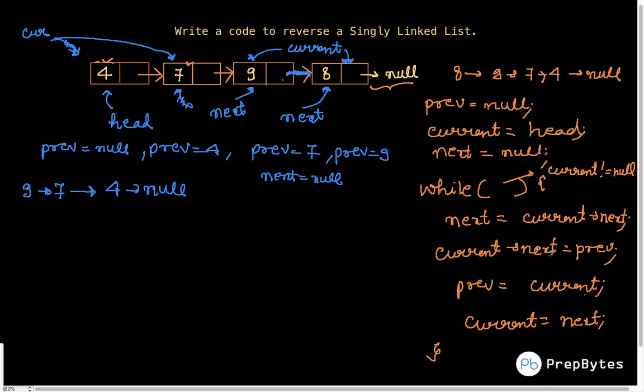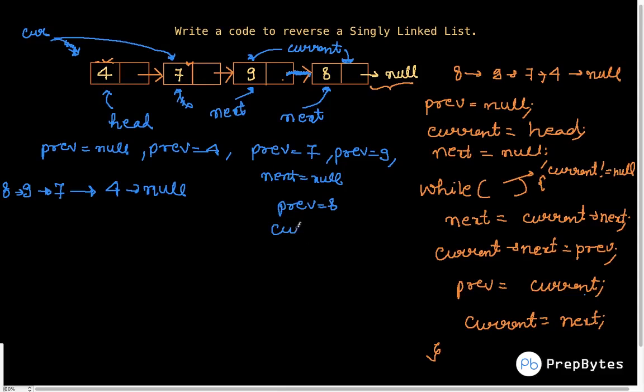We have current next equal to prev. So 8 next equal to 9. This is what happens. 8 next is equal to 9. Prev is equal to current. So now our prev becomes 8. Prev becomes 8, current equal to next.